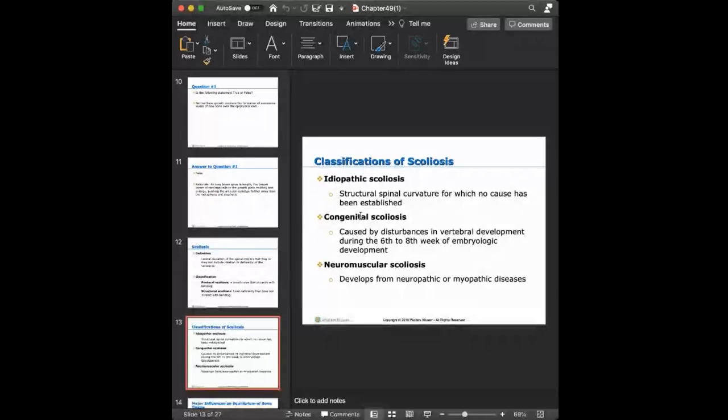So we've got idiopathic, which has no known cause, which is what we see in a lot of people. Congenital scoliosis is a problem with embryonic development. And then neuromuscular scoliosis means there's a nerve or a muscle problem. So damage to the nerves or muscles that causes weakness. And because of the weakening of those muscles or those nerves, the spine can't be held in place very well anymore. And so then the scoliosis develops.